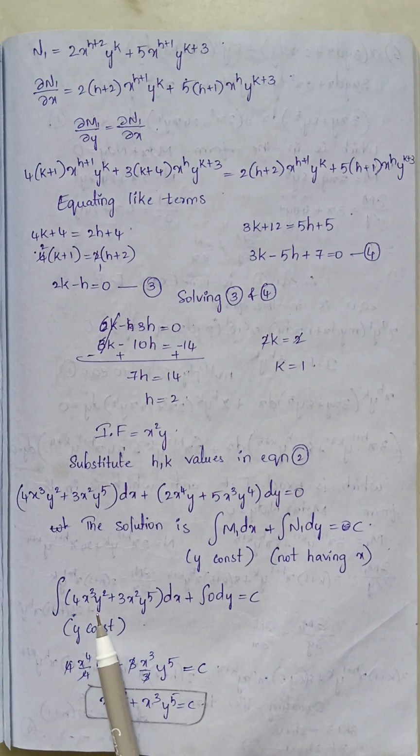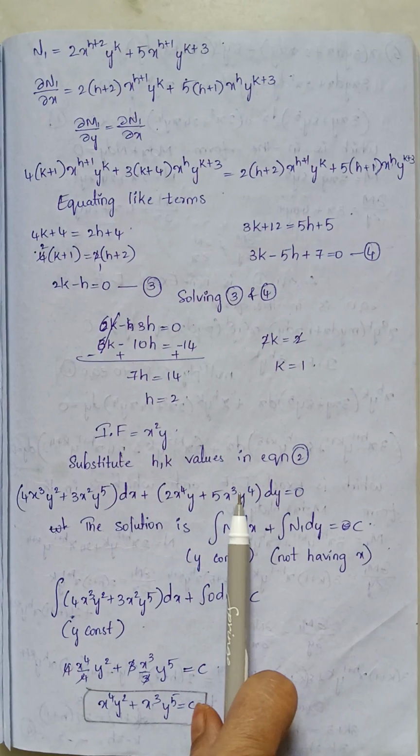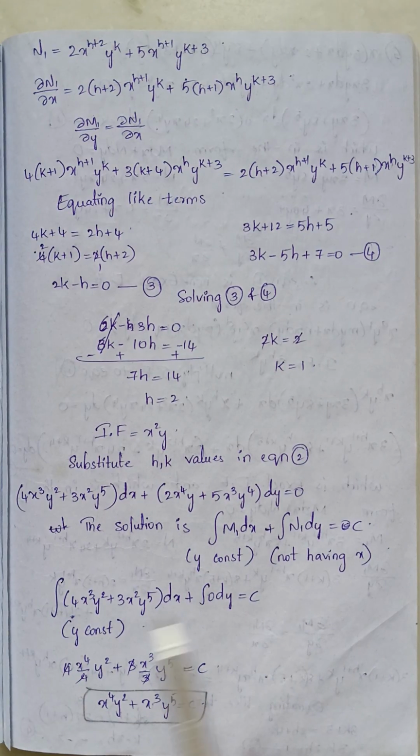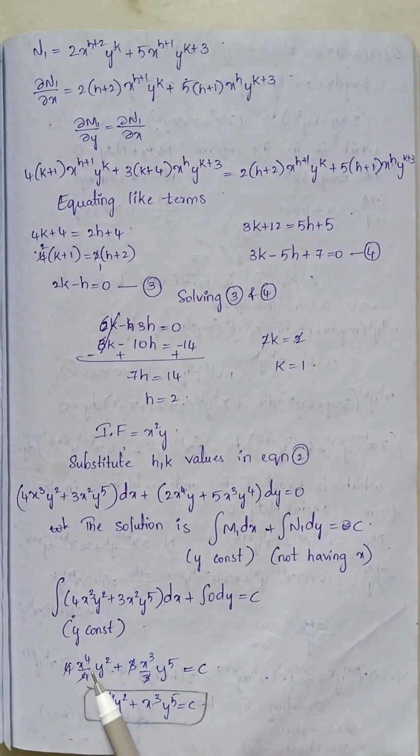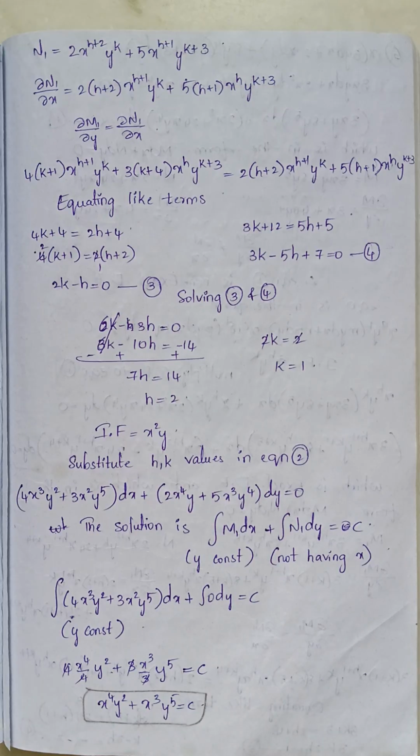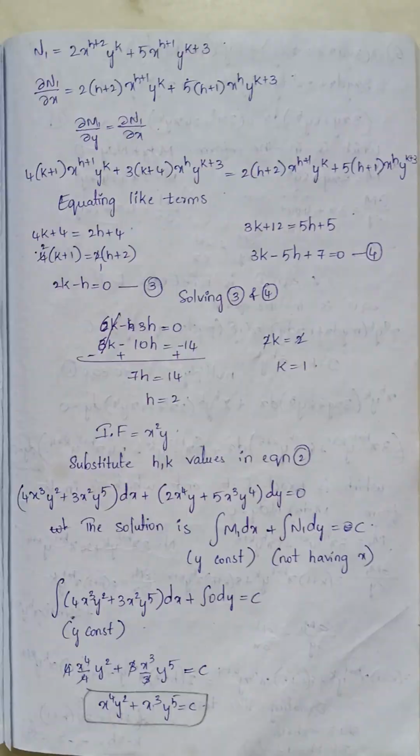Again in this we are taking y as constant; there are no x terms, that's why it is 0 here. Y constant means 4y square is constant, and the integration of x cube is x power 4 by 4. Similarly for the second one, which is the required solution for the given non-exact differential equation.